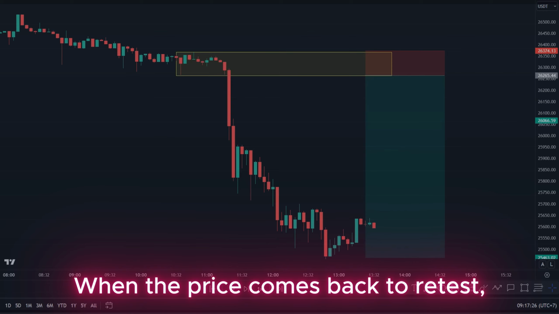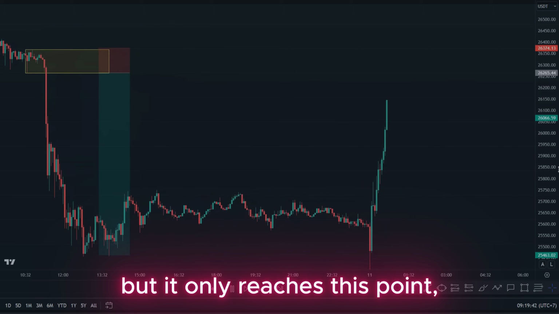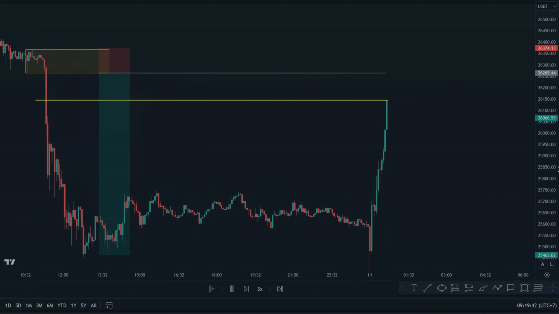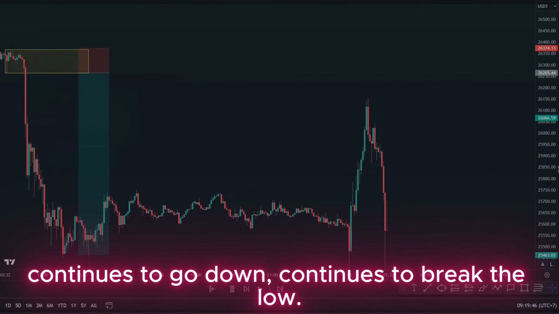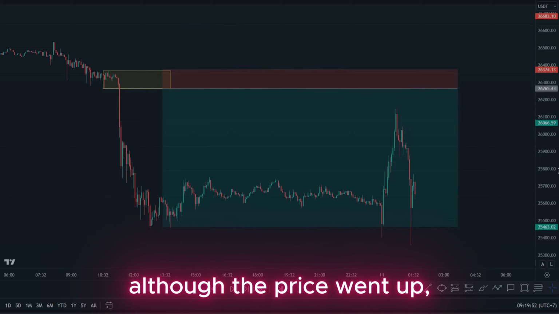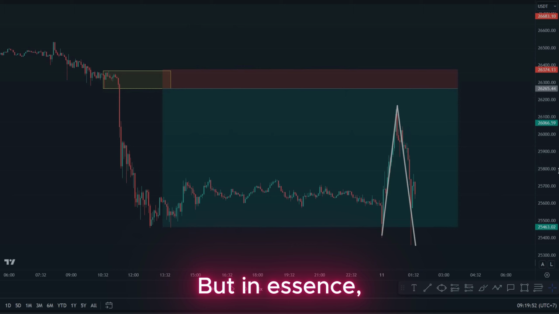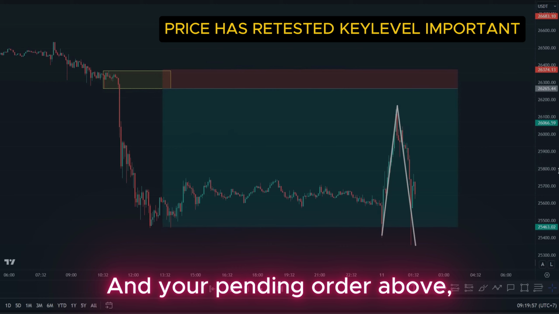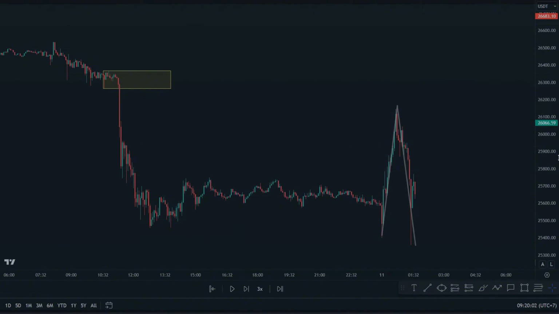When the price comes back to retest, but it only reaches this point, only reaches the second component, without touching your entry point above. It only reaches there, it doesn't touch the top, and it continues to go down, continues to break the low. So now you should understand that, although the price went up, it didn't reach your order entry point. But in essence, it has already retested the very strong force and is now going down. And your pending order above, you have to determine that you have missed it, so now just let it go.